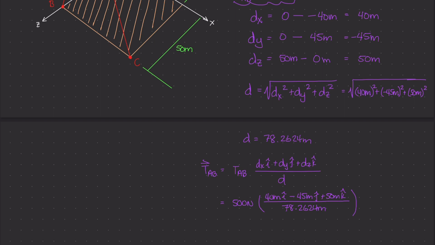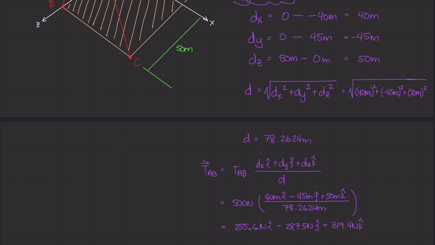And then if I solve all this out and expand this equation into those 3 components, I get something like this, where T_AB has components x, y, and z. So the x component is this 255.6 newtons in the positive i direction. Then you have 287.5 in the negative j direction. And then you have 319 newtons in the k direction.